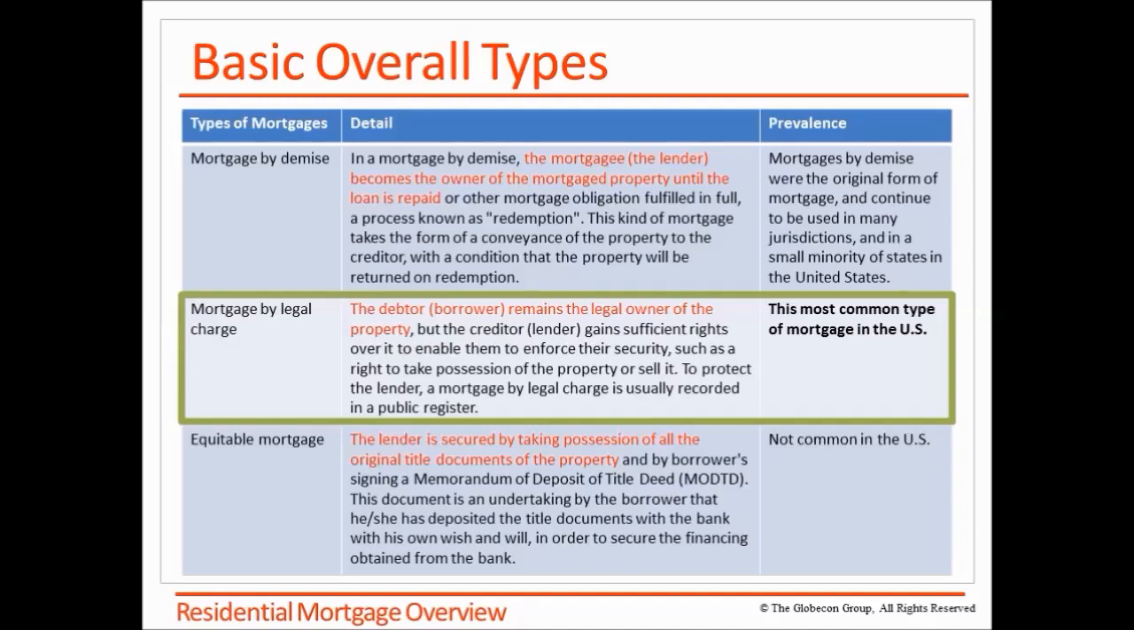The most common type in the U.S., again, is the mortgage by legal charge, the center one in the green box. And the main purpose here is that the borrower remains the legal owner of the property, but the creditor or the lender gains sufficient rights over it to enable them to enforce their security, such as the right to take possession of the property or sell it if the borrower defaults or is foreclosed on. So to protect the lender, a legal charge is usually recorded in a public register. So mortgage by legal charge is the most common type of mortgage in the United States.